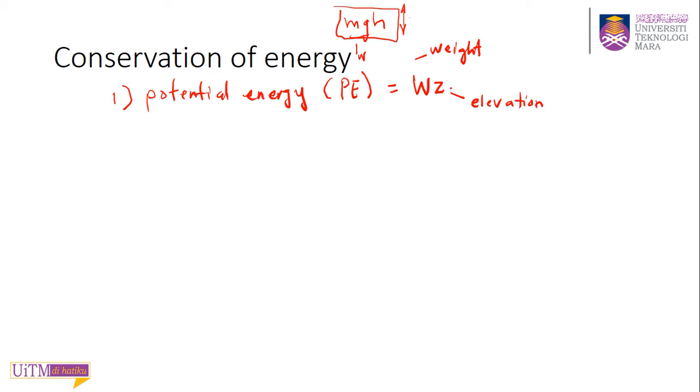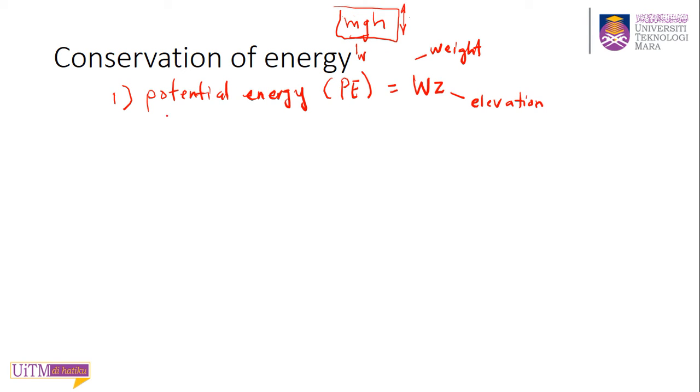In meter, kan? So Z in this chapter, they use it as elevation. So that's your h. Okay, so don't get confused. It's a similar thing with what you learned when you were in secondary school. But before that we used mgh, and now in this chapter 3 we use Wz. W stands for weight, or you can say equal to mg, and Z is h. Z is height or elevation.